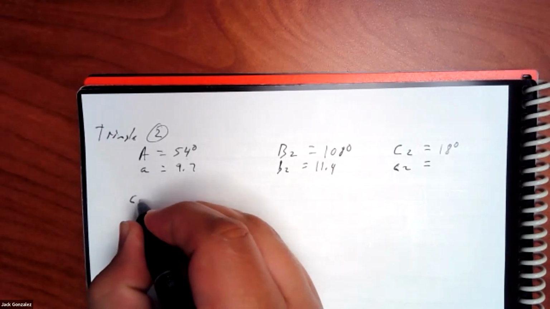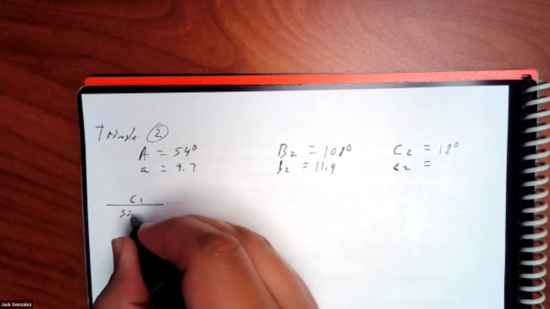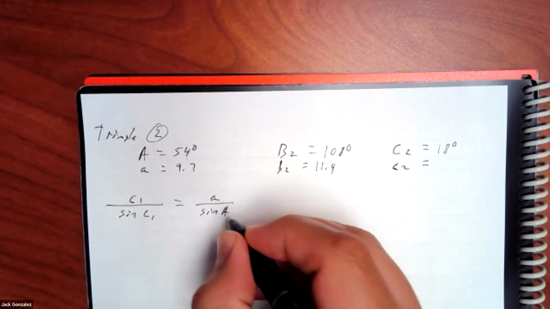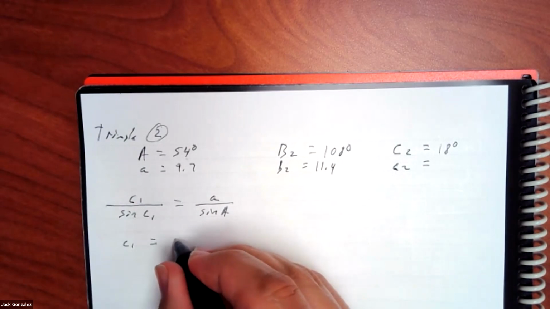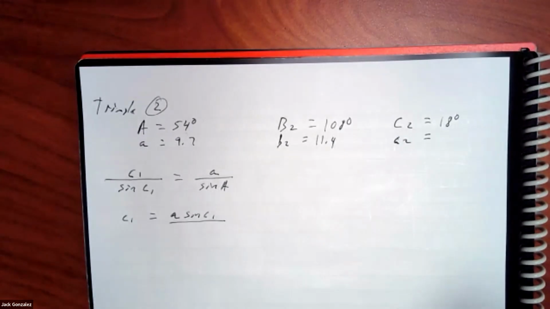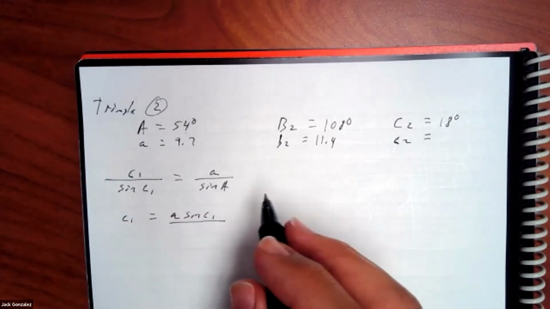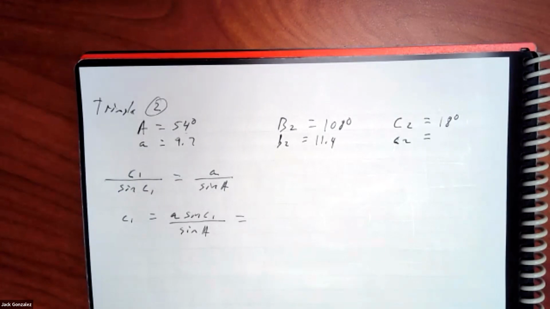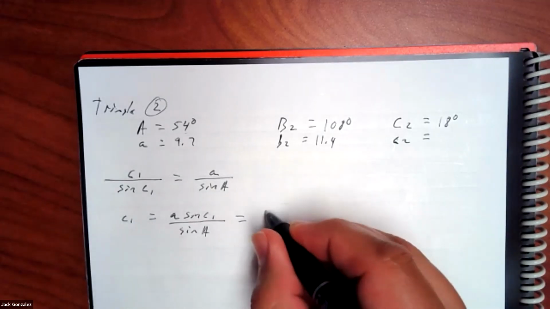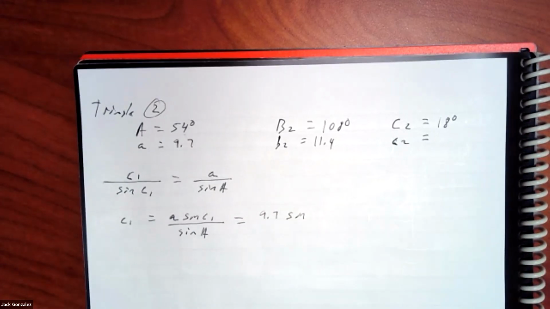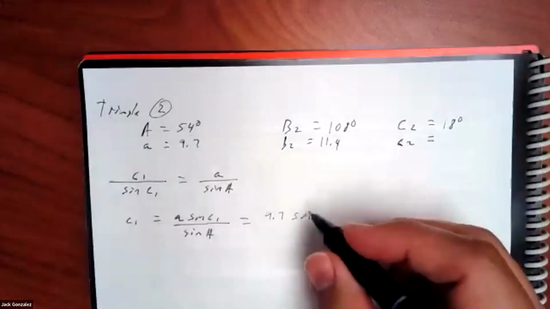So using triangle 1, little c1 over sine C1 is equal to A over sine A. So little c1 would be equal to A sine C1 over sine A. Plug all that in, we'll get 9.7 sine, what was C1? 54.